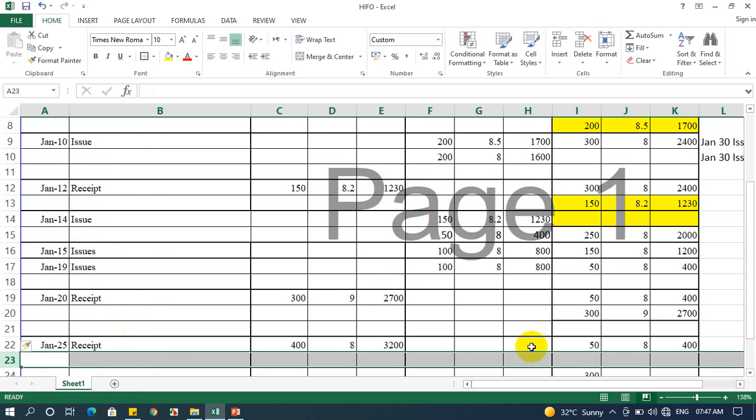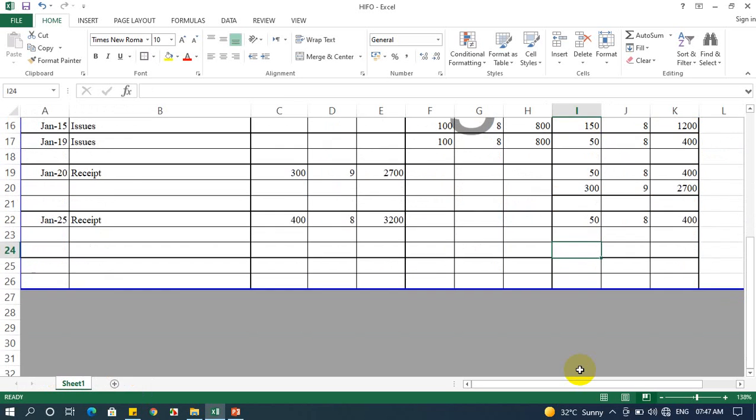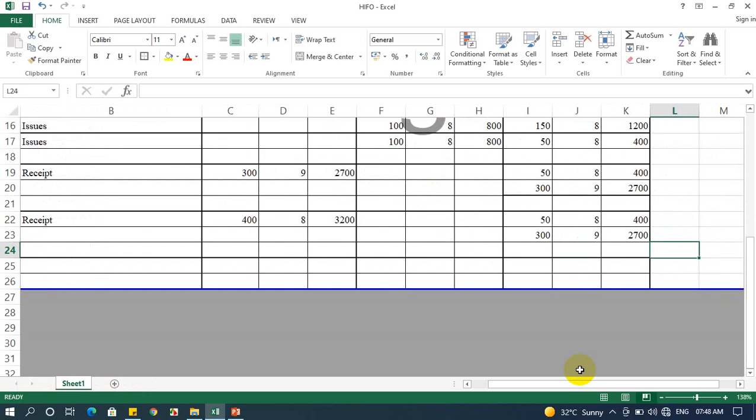Let me insert one more column. 300 is another balance which is left from the last period, 2700. Our new balance, which is coming 400 units at the rate of 8, will become 3200, right? So this is what we have.